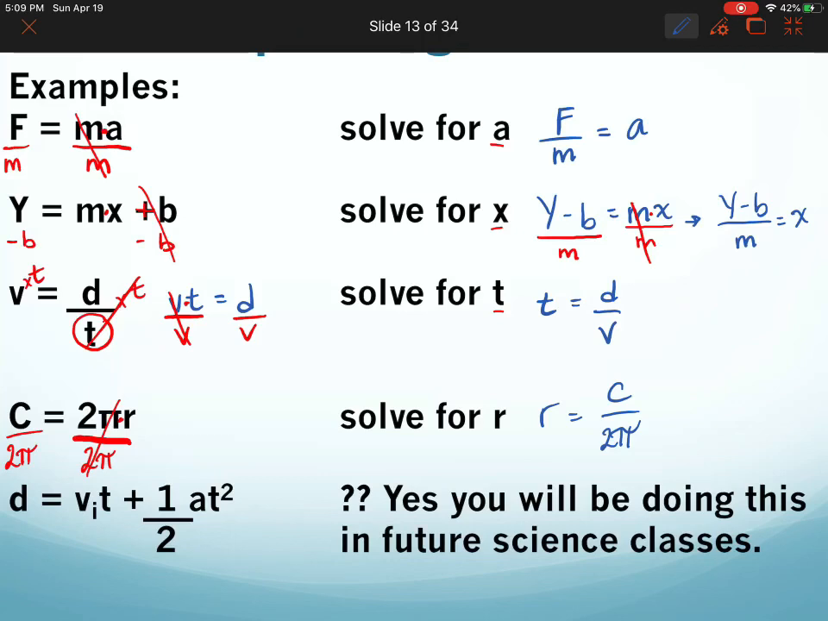Okay, that is a skill I really need you to work on. You do have a bunch of examples and a bunch of problems to work on in the physics booklet that we're giving you. So please work on those.